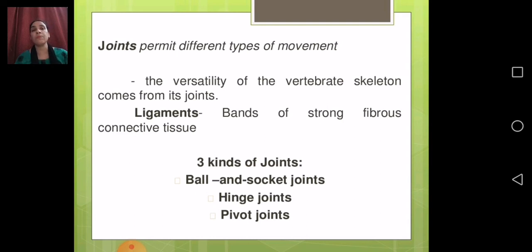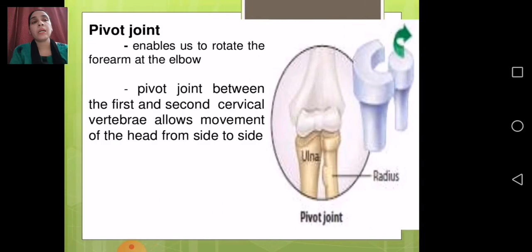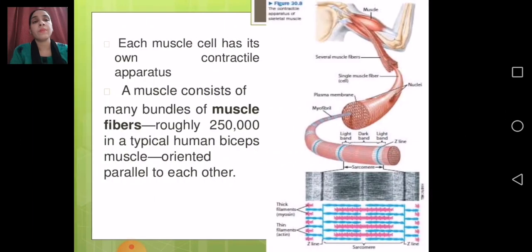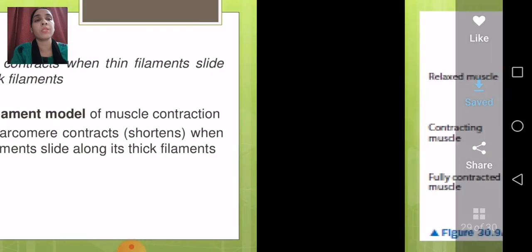Joints permit different types of movement. There are certain joints in your body which allow movement only in the forward direction. Some joints allow movement forward and backward but not side by side. Then some joints allow movement in 360 degrees. So these are the kinds of joints given, like the pivot joint, and then we have muscle contraction also, which we are going to see.